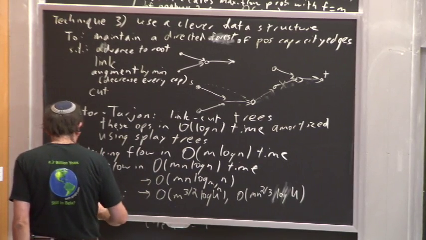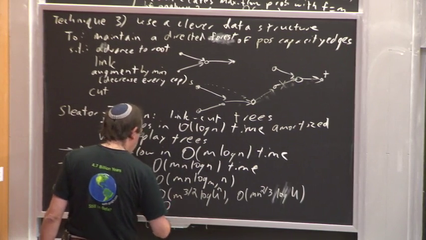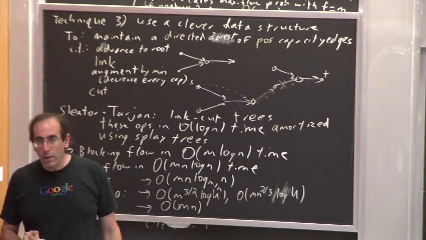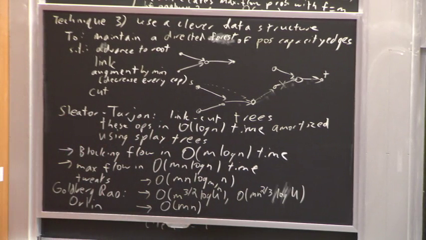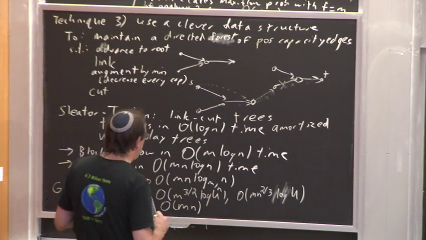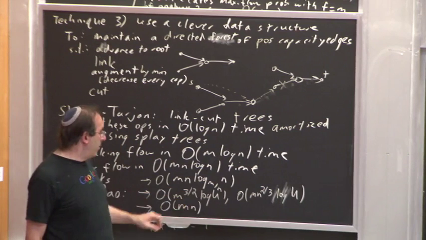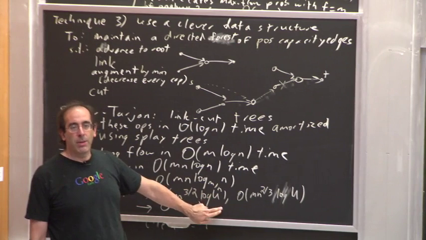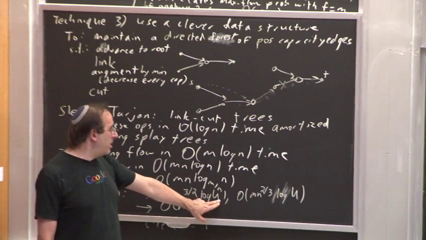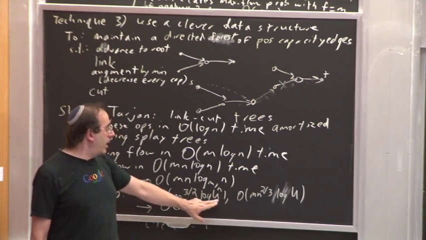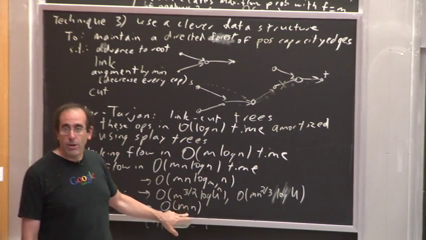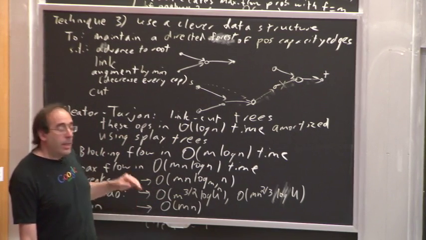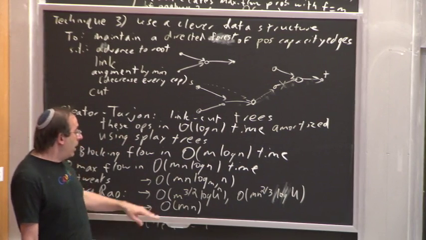Orlin, just a couple of years ago, used this scaling methodology to finally get rid of the log in the strongly polynomial time bounds. Essentially, he uses scaling when he forces u to be small and then applies the scaling techniques. And so once u is small, you can get these bounds, and it doesn't impact the overall mn time bound. Okay? And so this is sort of the state of the art on exact algorithms for max flow.